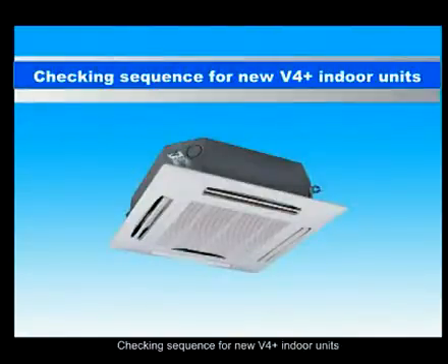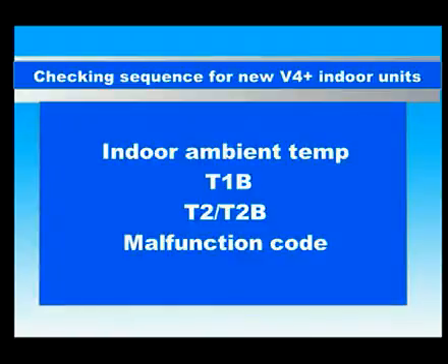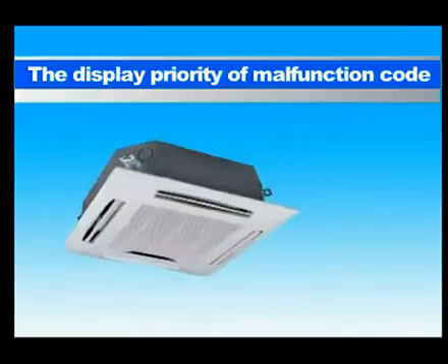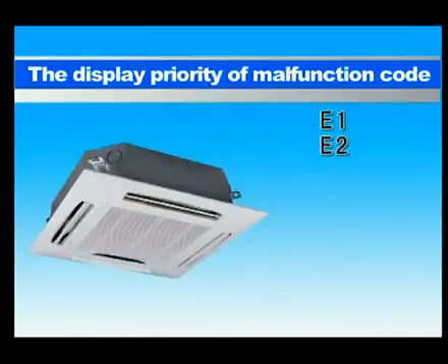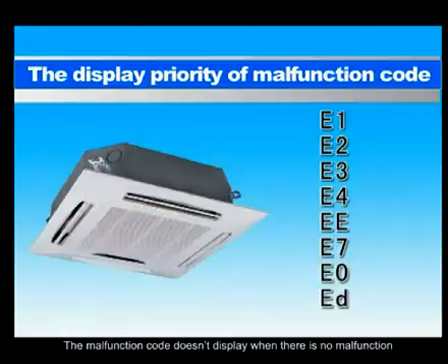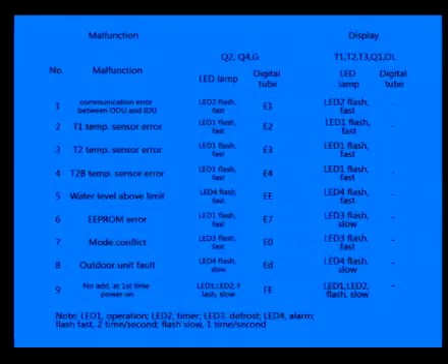Checking sequence for new V4 Plus indoor units. System address, capacity, network address, setting temperature, indoor ambient temperature, T1, B-T2, T2B, malfunction code. The display priority of malfunction code: E1, E2, E3, E4, EE, E7, E0, ED. The malfunction code doesn't display when there is no malfunction. Below is the malfunction code table of different indoor units.